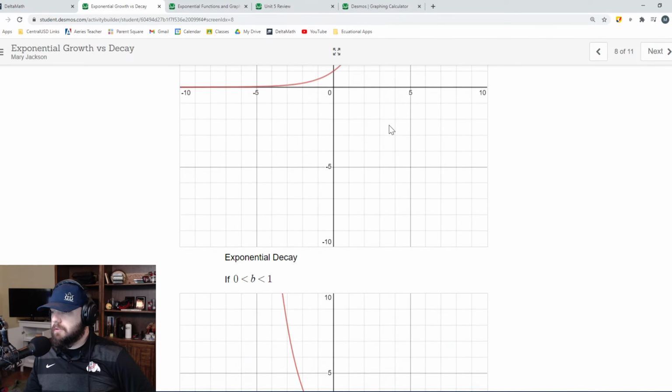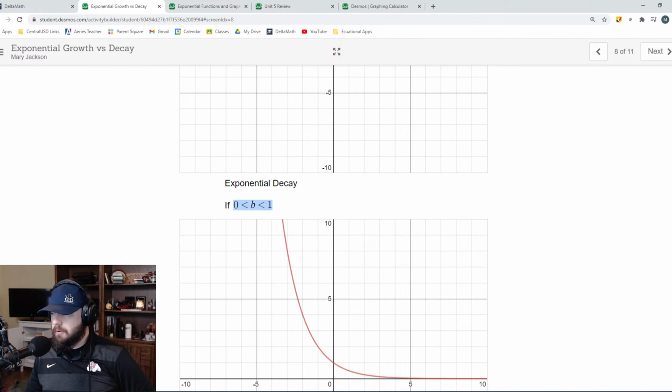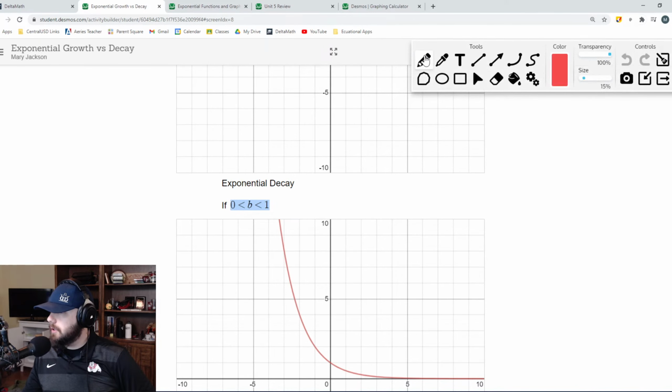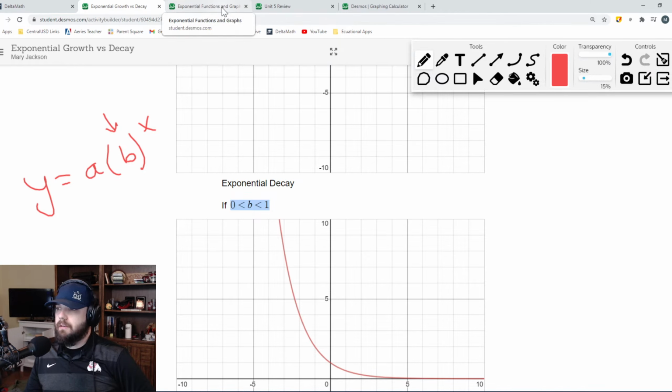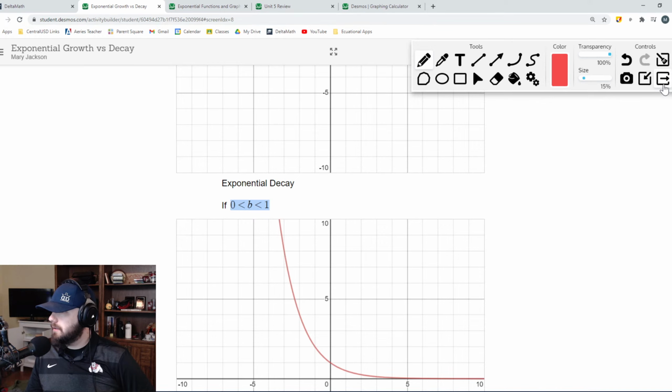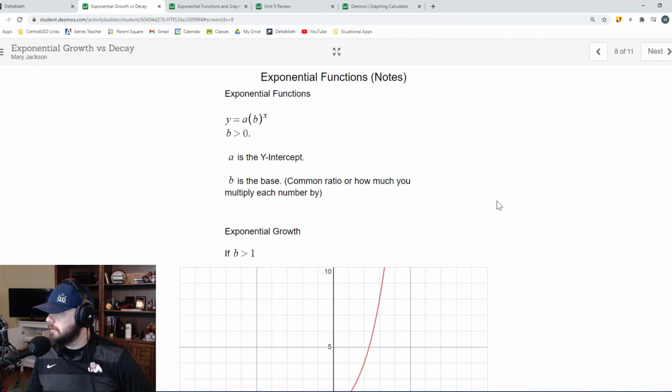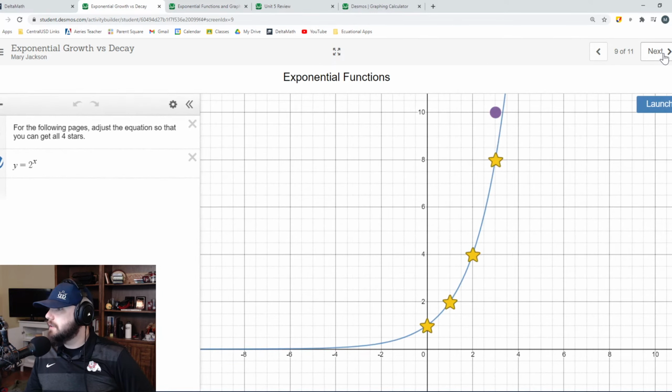We call exponential decay when it's between 0 and 1. Remember, this is all for when our general form is this. So when this number is between 0 and 1, it's going to look something like this. Okay. All right. So there's the notes. We got like a couple more slides. This is just what we did in class together.